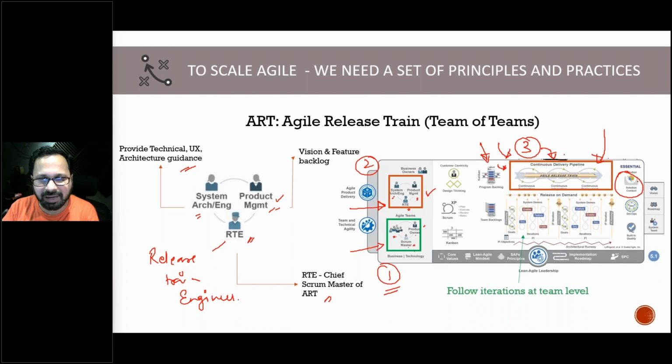Now when I say hierarchy, it doesn't mean that it is a reporting hierarchy. It just means that it is a hierarchy to scale agile and to manage the nuances at a program level versus the nuances at a team level. So the focus of these people is at the team level, and the focus of these roles is at the ART level, which is nothing but the team of teams. The team works in small iterations, iteration number 1, 2, 3, 4, 5, the way the Scrum framework works, in the overall ART.